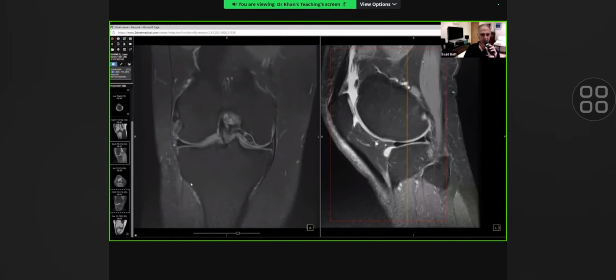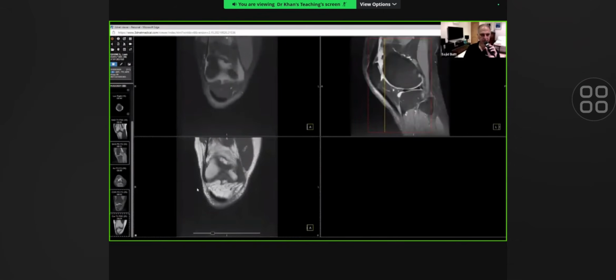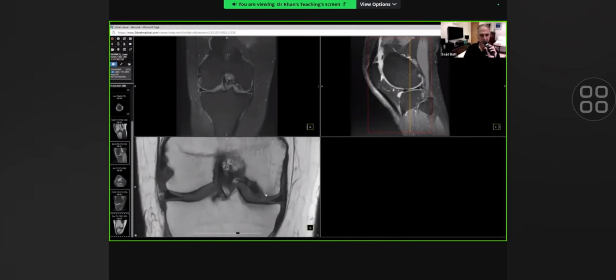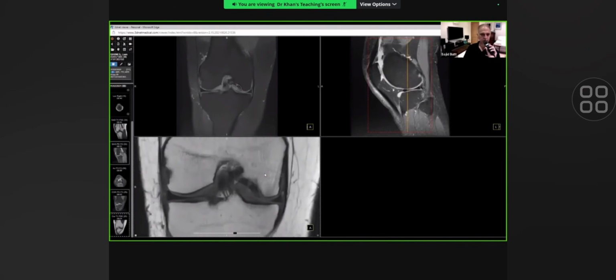If you look at the non-fat suppressed sequences, notice that this lesion, the loose body of the cartilage, has got a very low signal intensity. So which means that it has not got the normal fatty marrow and this marrow is necrosed.